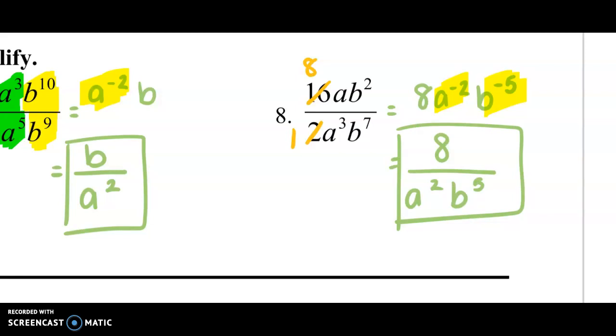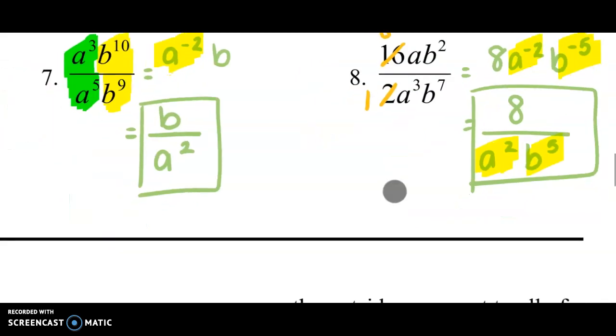Okay. And again, in number 8, you could have said, all right, well, if the soldiers in A and A to the third are going against each other, there would be 2 soldiers left over in the bottom. And B to the second and B to the 7th, 2 soldiers versus 7 soldiers, there would be 5 soldiers left in the bottom. So that's another way you can think about it. It kind of gets rid of that negative exponent part of it.